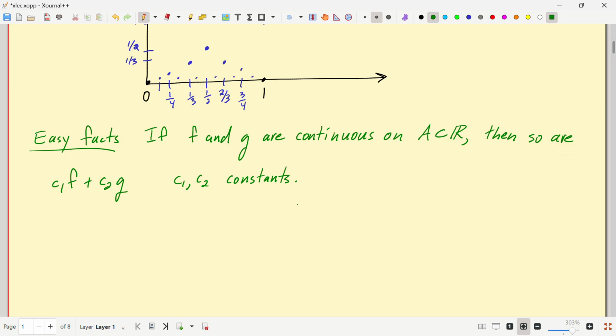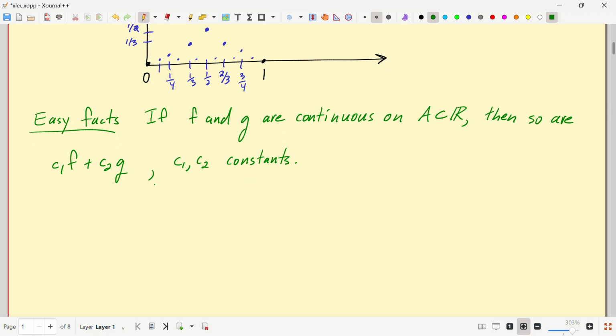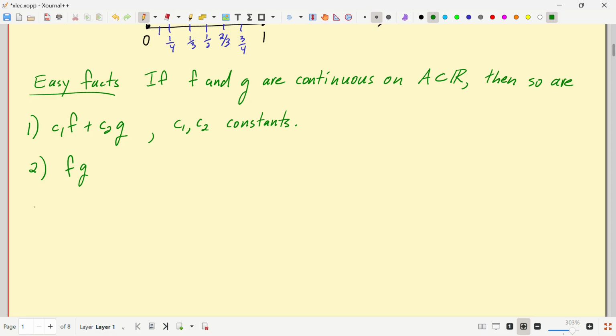Let's call it 1, 2, f times g would be continuous. And some easy things that just plop out. The absolute value of f and g, absolute value of g, of course, would be continuous. Because if you have those inequalities for f and g, you certainly would have them for the modulus of f, and the absolute value of f and the absolute value of g.